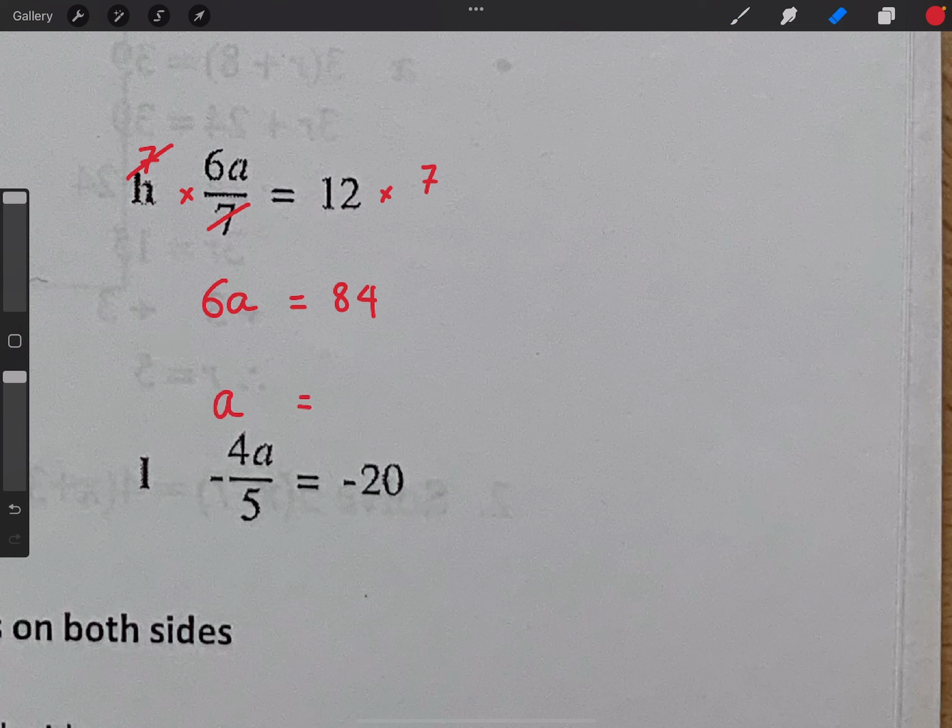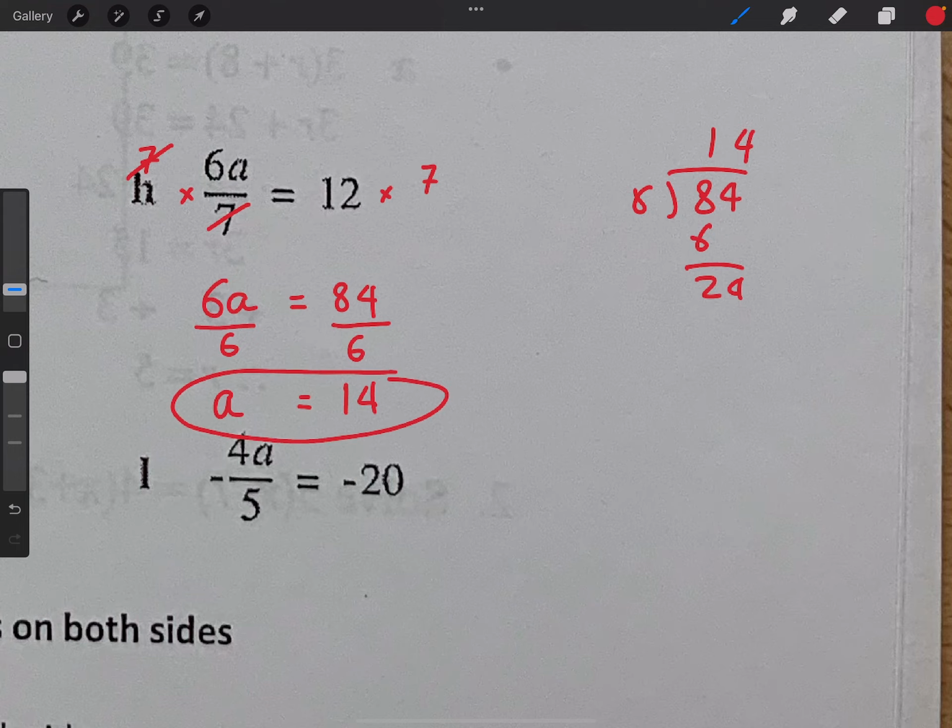This 6 is multiplied with the A, so we need to divide by 6. If you multiply, then you divide. And you divide that one by 6. So on the left hand side you get A. What's 84 divided by 6? You get 14. So A is equal to 14. There you go.